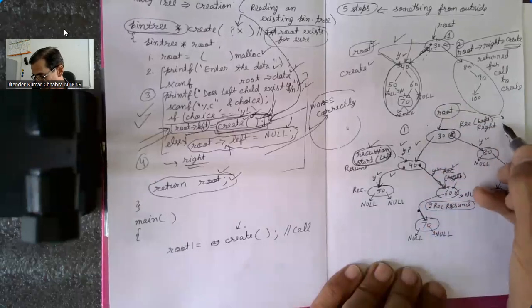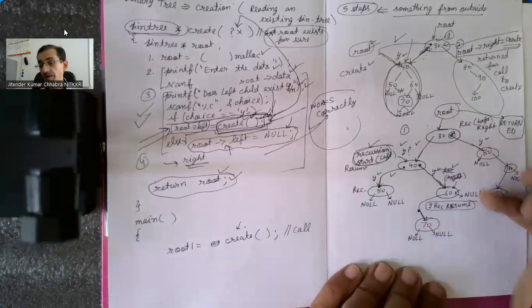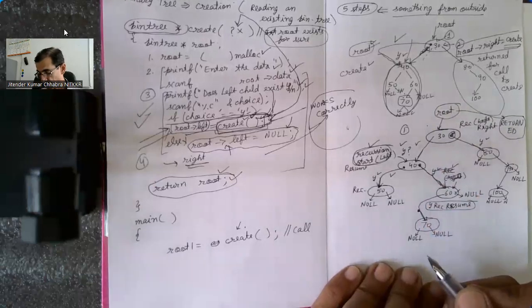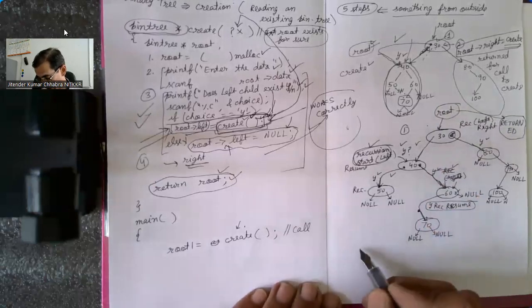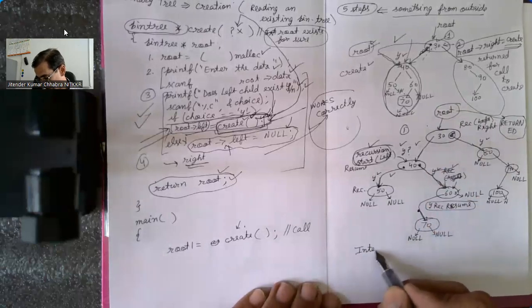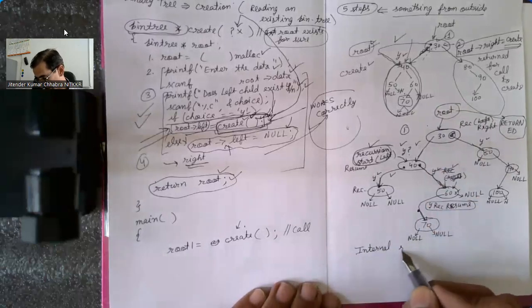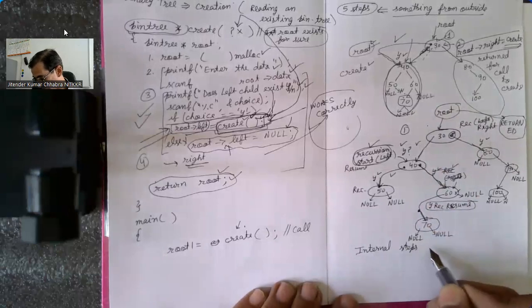And this is returned finally to your main. And this will become your created tree. So this is how internally it will work. So the internal steps should be clear to understand how it works for the recursive calls.